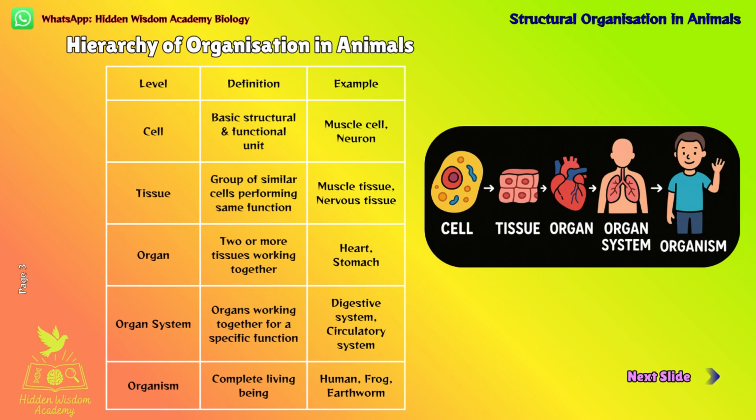Let's understand how the animal body is organized. It all starts with a cell, the basic unit of life. Similar cells join to form tissues. Tissues combine to make organs, and organs work together as organ systems. All the systems together make a complete organism. In exams they often ask questions on this, like which tissue forms the heart wall, or which organ belongs to a system. Knowing this hierarchy makes studying systems like digestive, circulatory, and nervous much easier.